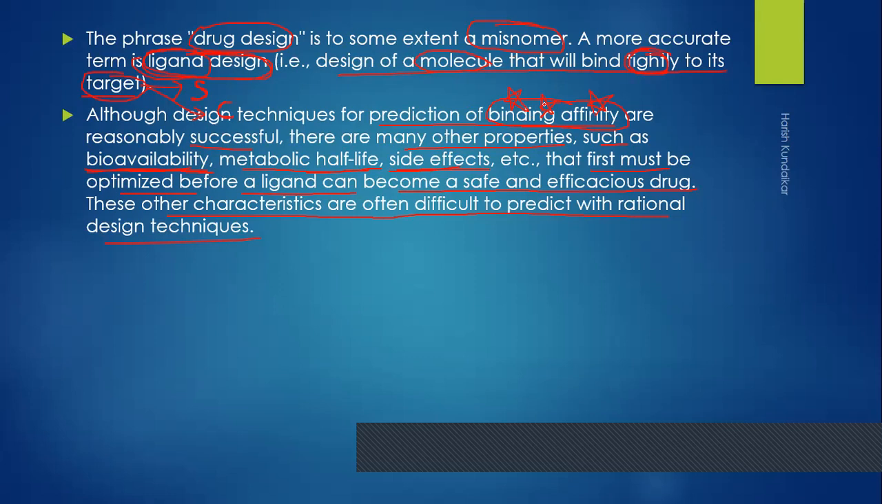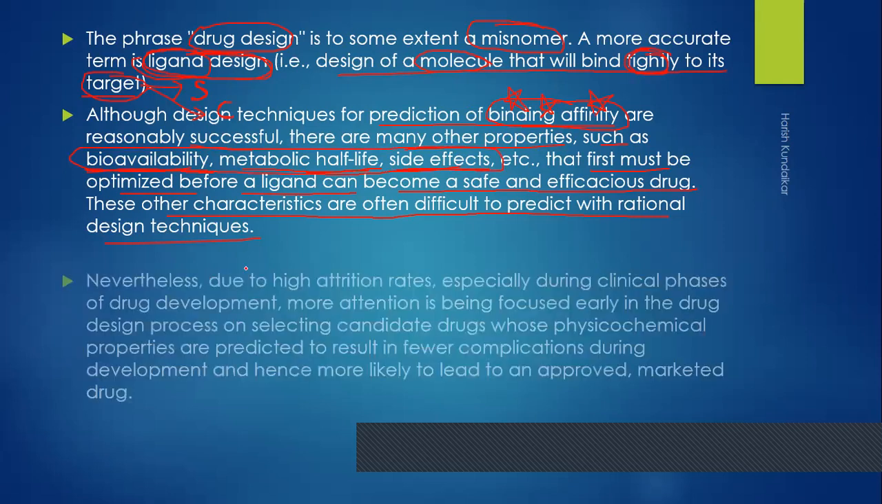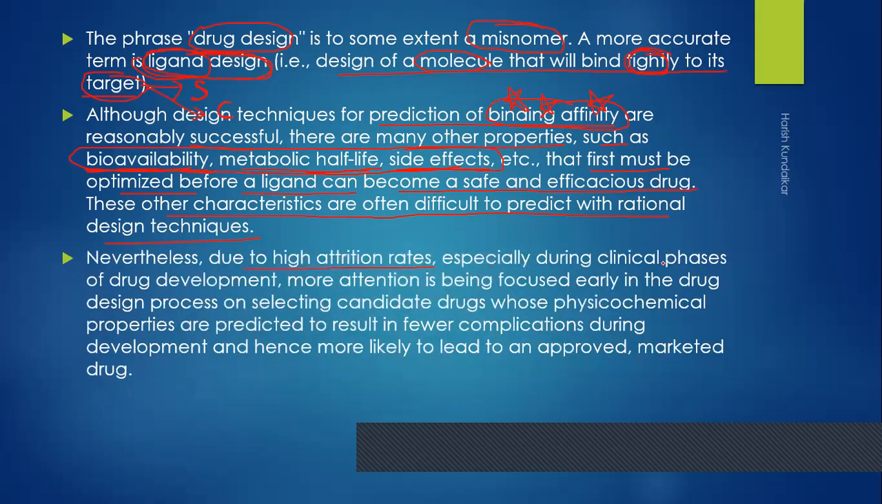The prediction of binding affinity is the most important. All the rest, bioavailability, metabolic half-life, side effects, etc., are studied later in pharmacology. Nevertheless, due to high attrition rates, especially during the clinical phases of drug development, more attention is being focused early on in the drug design process on selecting candidate drugs whose physicochemical properties are predicted to result in fewer complications during development and hence more likely to lead to an approved marketed drug.